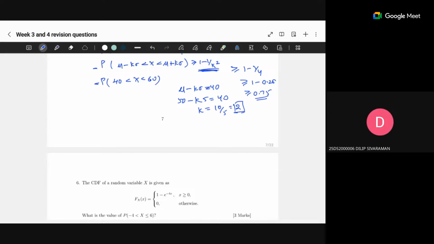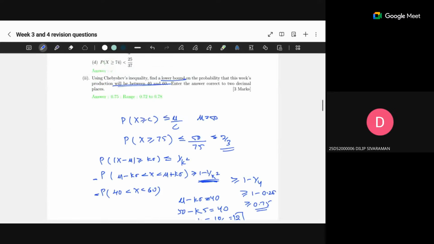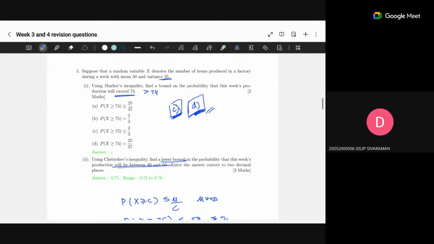Fine. How did you get the sigma of 5? Sigma is my standard deviation, and my variance is given to be 25. Sigma square is given as 25. I made the same mistake. I took the value as 25. Yeah, this is my sigma square, not sigma.